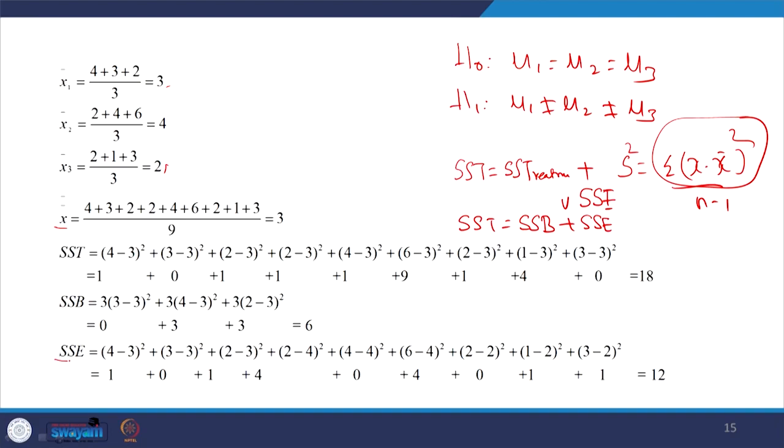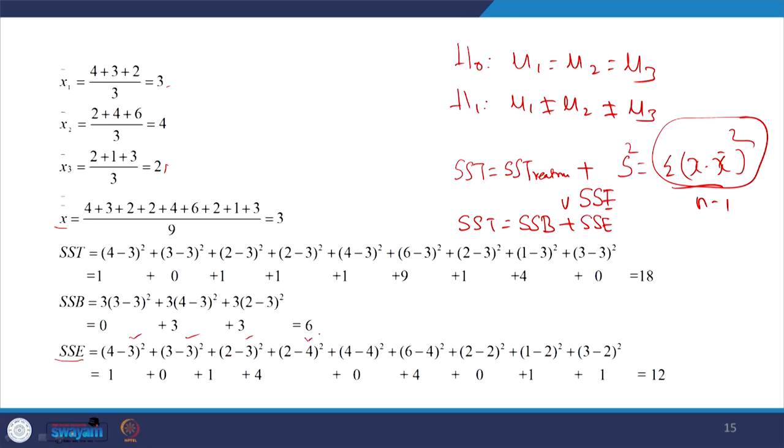Then I will find out SSE, that is the error sum of square, that is the inherent variance. For inherent variance, when you look at column 1, the first element is 4, the mean of the first column is 3. So, 4 minus 3 whole square plus the second element is 3 minus the mean of the first column, so this 3 is the mean of our first column. So, 4 minus 3 whole square plus 3 minus 3 whole square plus 2 minus 3 whole square.